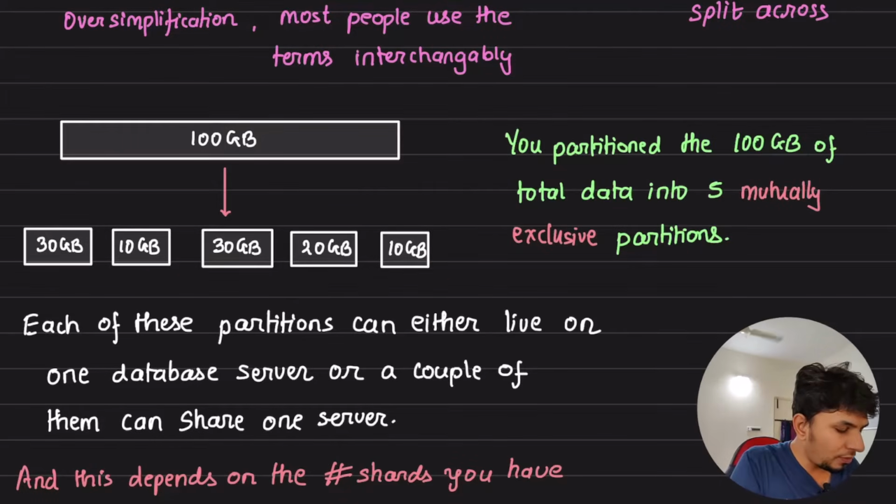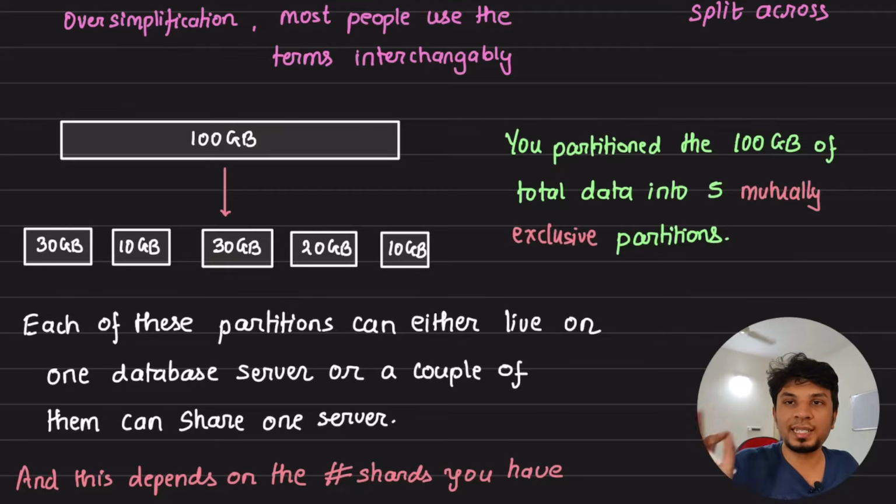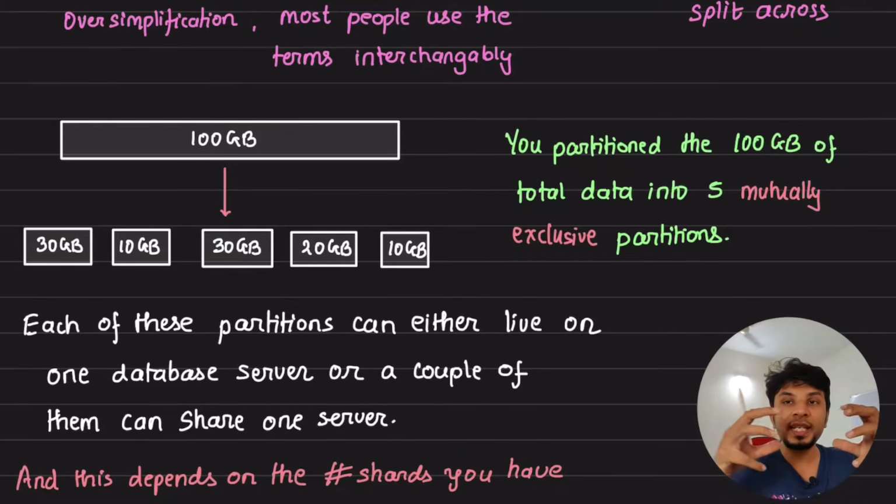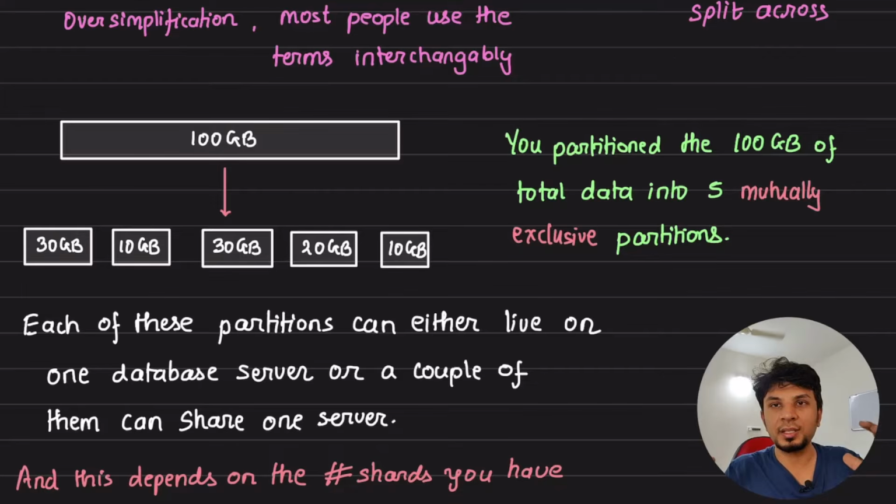Now all of these partitions have to be mutually exclusive. So data present over here should not be present over here. Data present over here should not be present over here, right? So these are mutually exclusive partitions or subsets of the data. This way, instead of your one node handling 100 GB of data, a node will only handle 30 GB worth of data. So this is where you do the partitioning of the data.